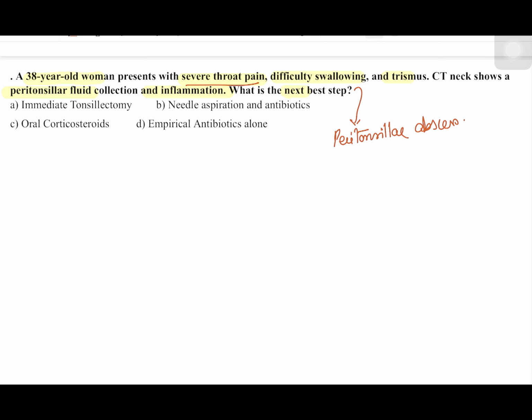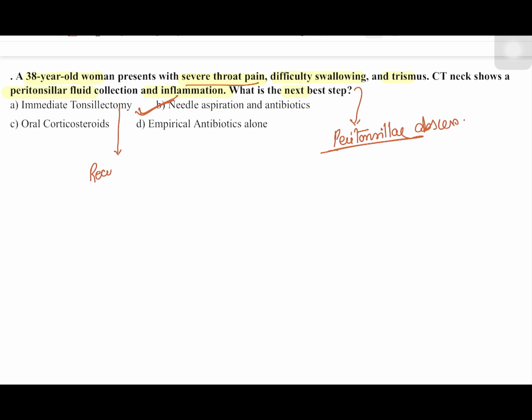Next is, what is the next best step? In this condition, since in the peritonsillar area we have fluid, the best treatment option will be needle aspiration and antibiotics. Okay? Why not tonsillectomy?